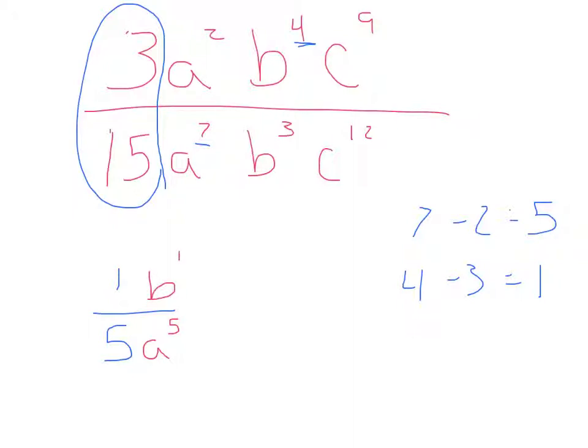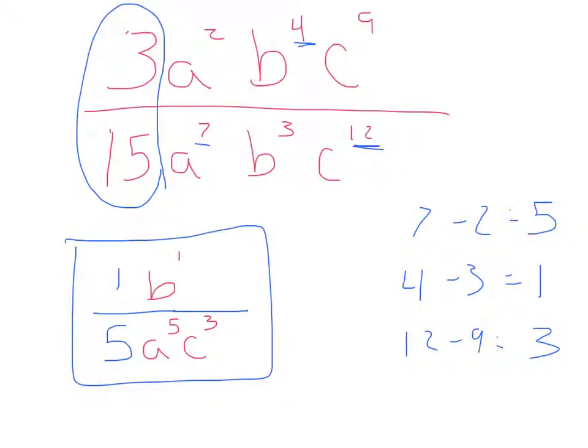And last but not least, looking at my c's, 12 minus 9. 12 is higher, so that's 3. And since there are more c's in the denominator, I'm going to have c to the third in the denominator. So my final answer is b to the first over 5a to the fifth c cubed.